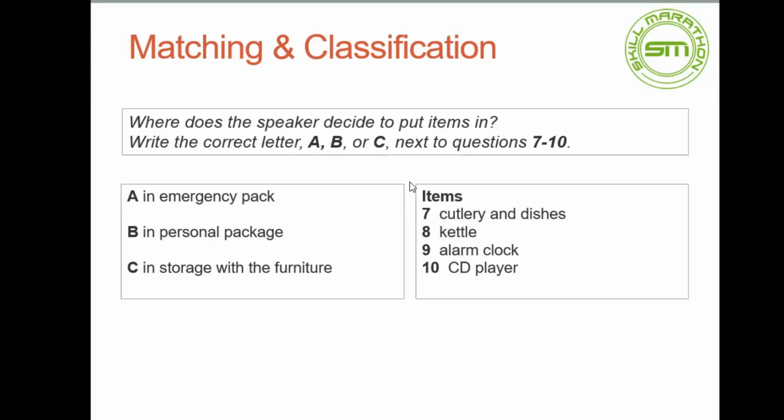So the answers are very simple and straightforward, but if you noticed, one of the options repeated, okay? So you need to look at the questions, the number of options, the number of questions, and then be aware of what's going to happen, okay? So the answer: cutlery and dishes in emergency pack, A; kettle in storage with furniture; alarm clock in personal package; and CD player. She says you don't really need to take special care. Just put it in the storage with furniture. Clear? So it's A, C, B, C. All right? Clear? Everyone? Great.